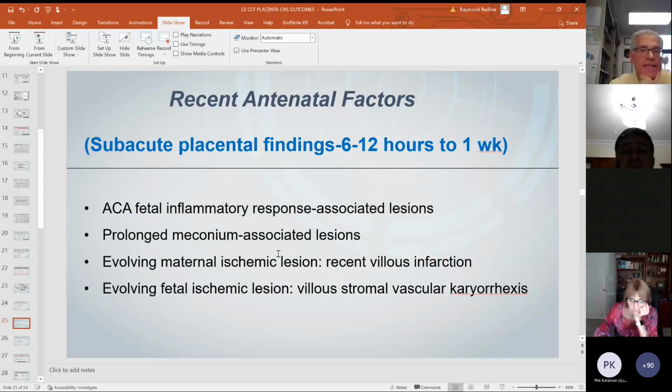Examples of recent antenatal factors, 6 to 12 hours to 1 week prior to delivery, are the fetal inflammatory response in acute chorioamnionitis, which is more in the 6 to 12 hour range; prolonged meconium-associated lesions where you get fetal vascular injury in the large vessels of the chorionic plate; and then evolving maternal or fetal ischemic lesions, so very recent villous infarcts and very recent karyorrhexis of the tissues that are dependent on the fetal vascular perfusion.